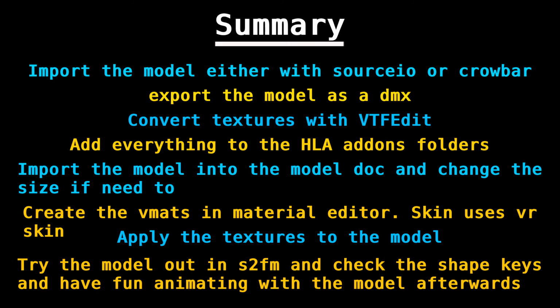Lastly, before I wrap up the video, I want to do a brief summary in case you are still confused. So first import the model to Blender with either SourceIO or Crowbar. Check for the shape keys and then export the model as a DMX. Convert the textures to PNGs with VTF-Edit. Add everything to your Half-Life Alyx addons folder. Import the model to the model dock and change the size if needed.